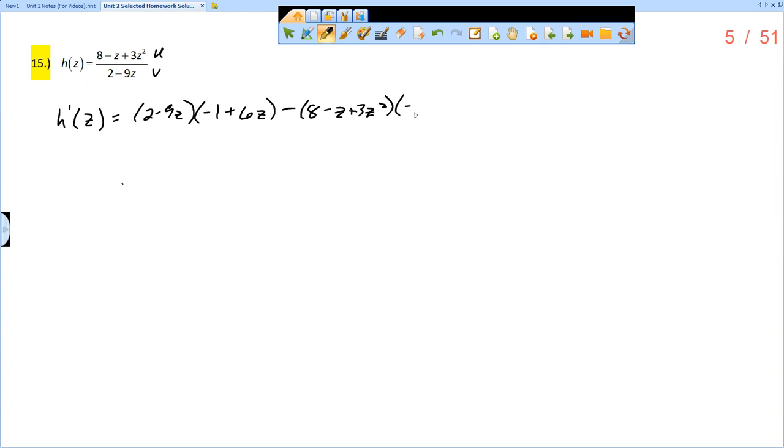So derivative of 2 is 0, minus 9 times the derivative of z, so 9 times 1. All right, so just be 9. All right, all of that divided by the denominator, 2 minus 9z squared. All right, so now we're going to simplify.